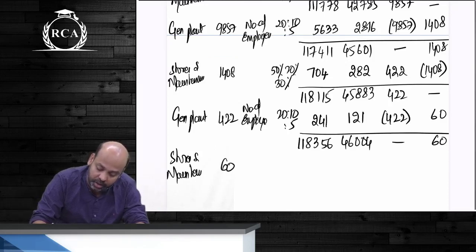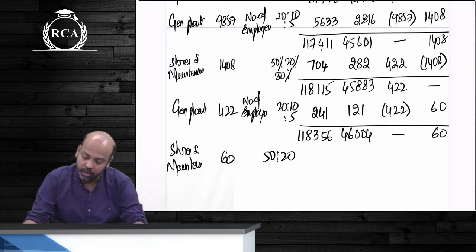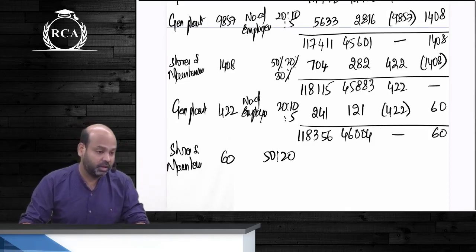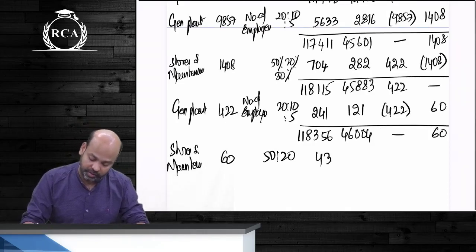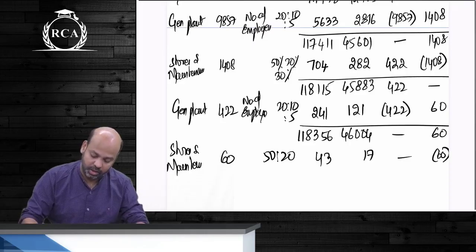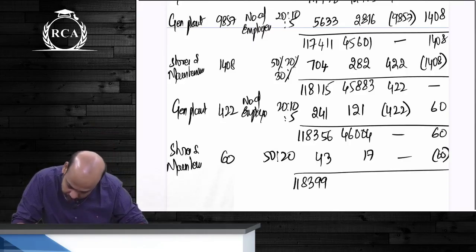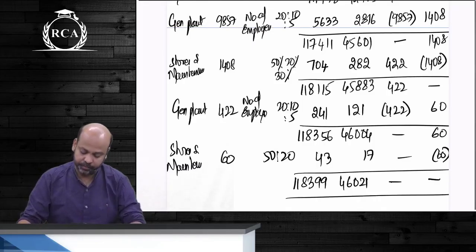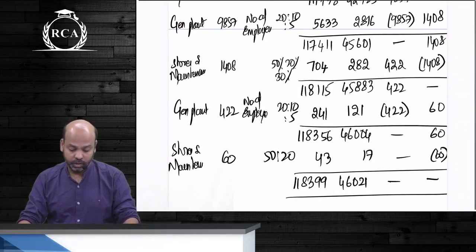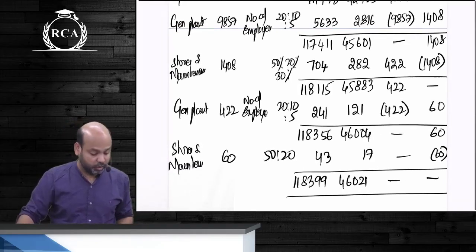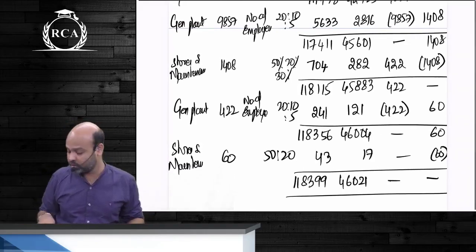That will be done only in the ratio of 50:20 now. So 60 into 50 by 70. 43 and 17, guys. The total amount, beta, here will become 1,18,399. 46,021 dash dash. Please check, beta. This will be the total amount of overheads.